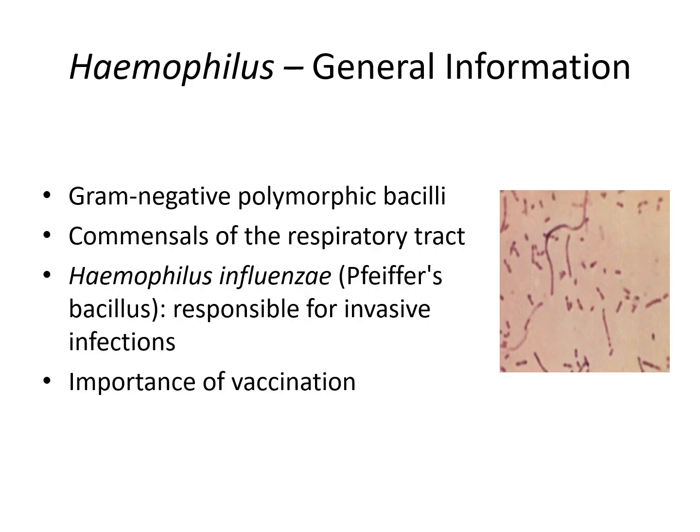Now, let's move on to some general information about the genus Haemophilus. They are gram-negative polymorphic bacilli. They are typically commensals of the upper respiratory tract, meaning they can live there harmlessly in many people. The most clinically significant species is Haemophilus influenzae, also known as Pfeiffer's bacillus, which is responsible for a range of invasive infections. This leads us to an important point: the major impact of vaccination in preventing the most severe forms of the disease.